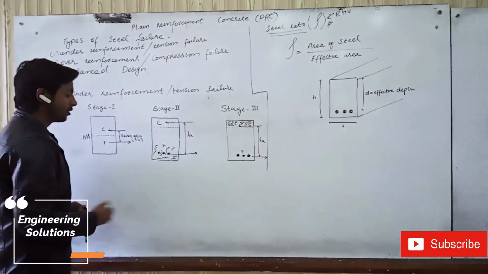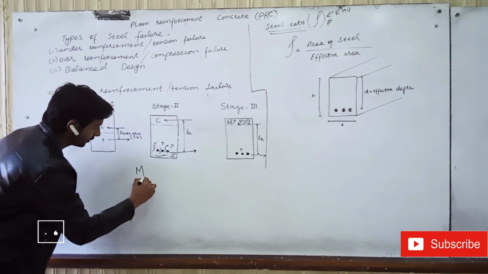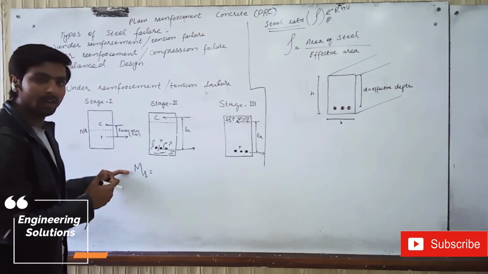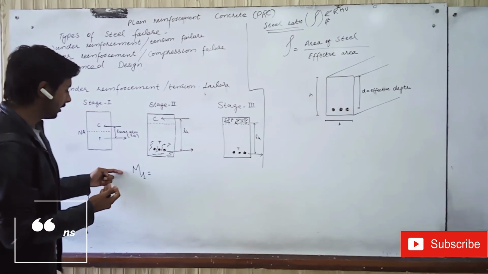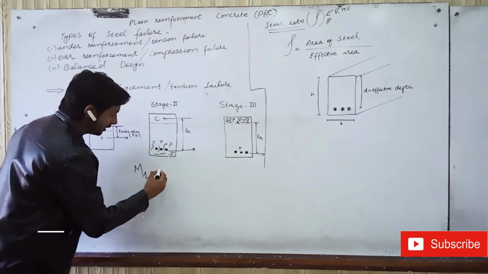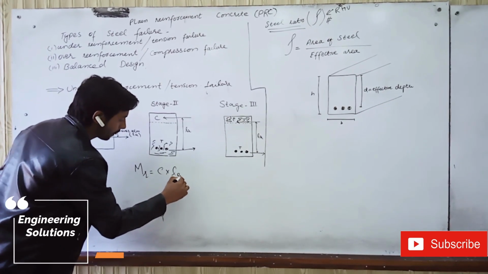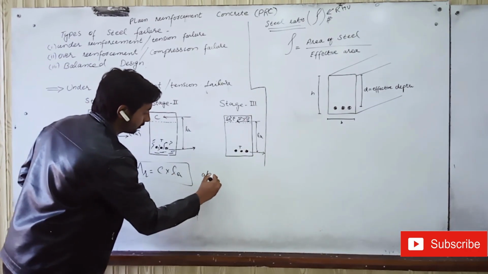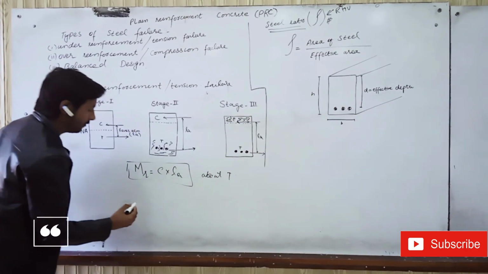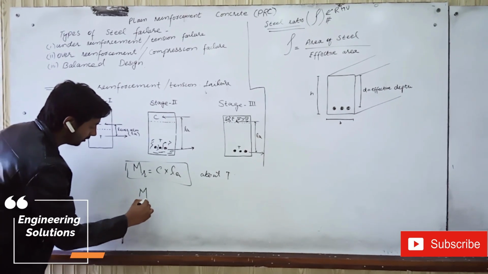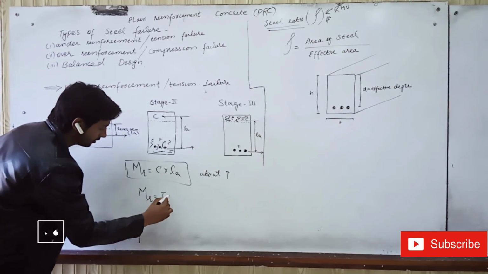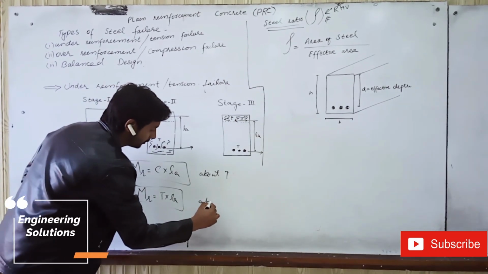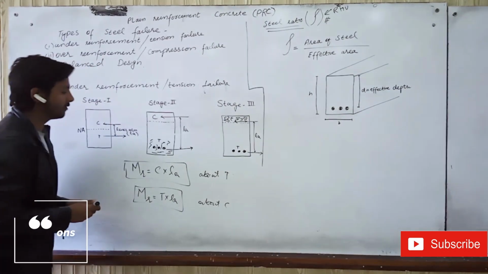If we calculate the moment of resistance, that is MR, we can take it about C and also about T. If we calculate it about T, then the product will be C into LA. So this is the moment of resistance about T. If we calculate it about C, then it will be T into LA. In both cases the result will be the same.